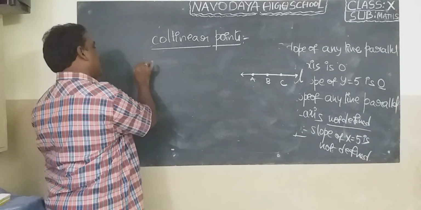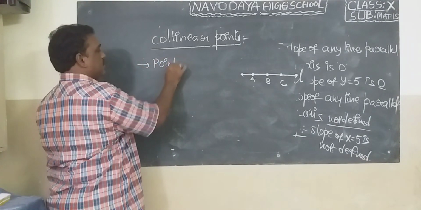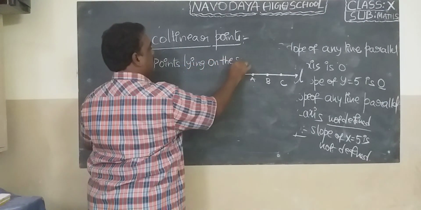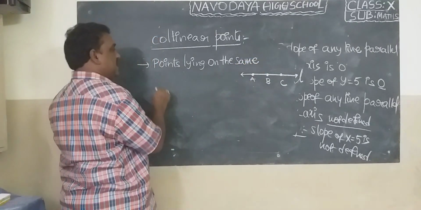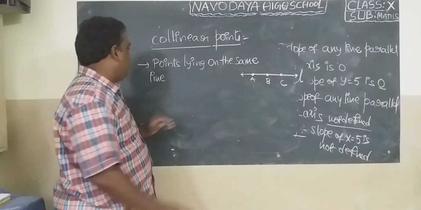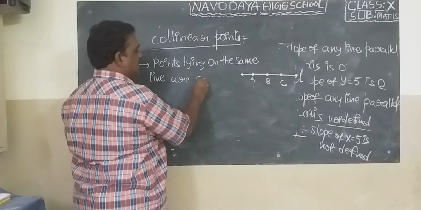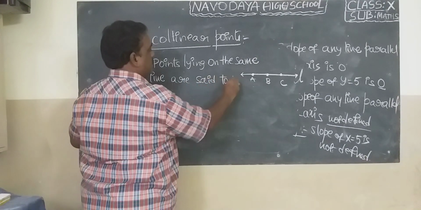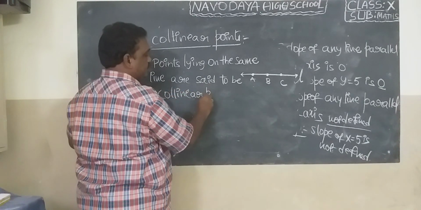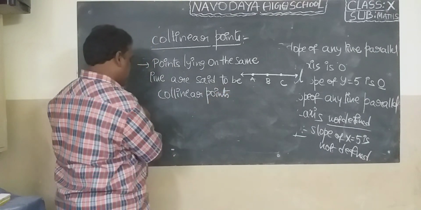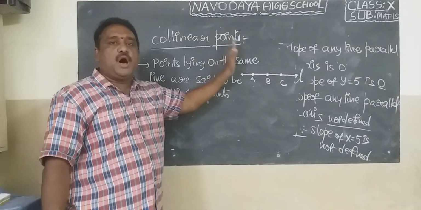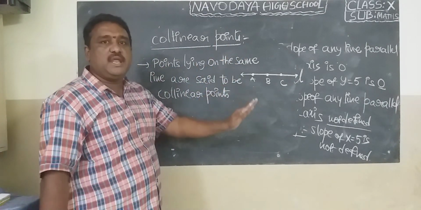So what is collinear points? Points lying on the same line. Points lying on the same line are said to be collinear points. That is about the definition of collinear points. What is the definition of collinear points? Points lying on the same line are said to be collinear points.